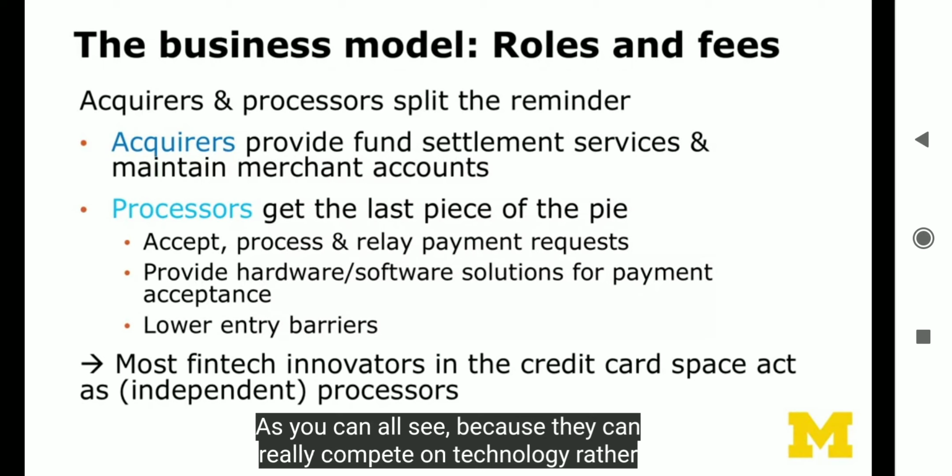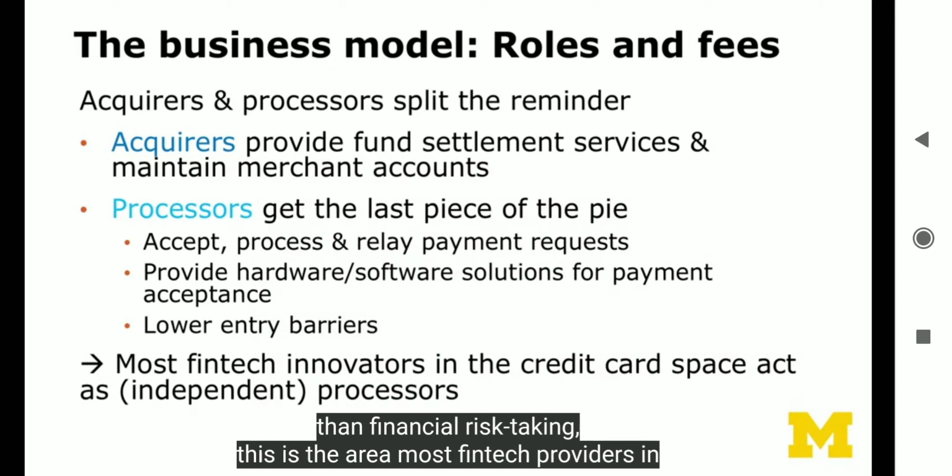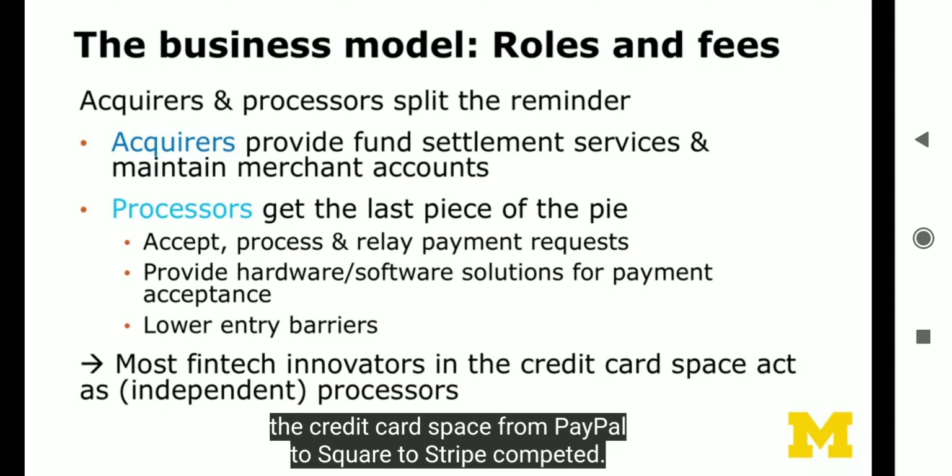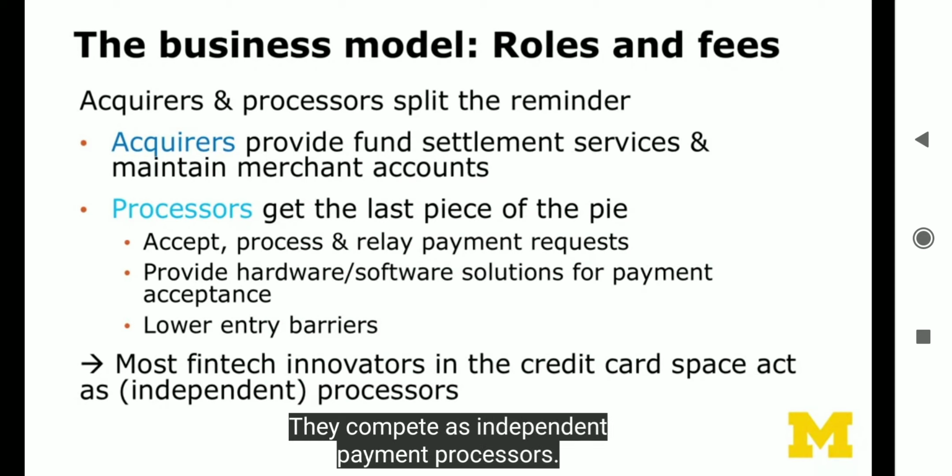As you can now see, because they can really compete on technology rather than financial risk-taking, this is the area most fintech providers in the credit card space, from PayPal to Square to Stripe, compete in. They compete as independent payment processors.